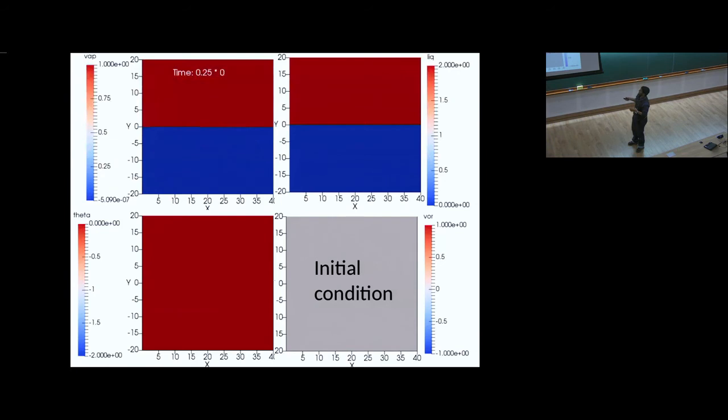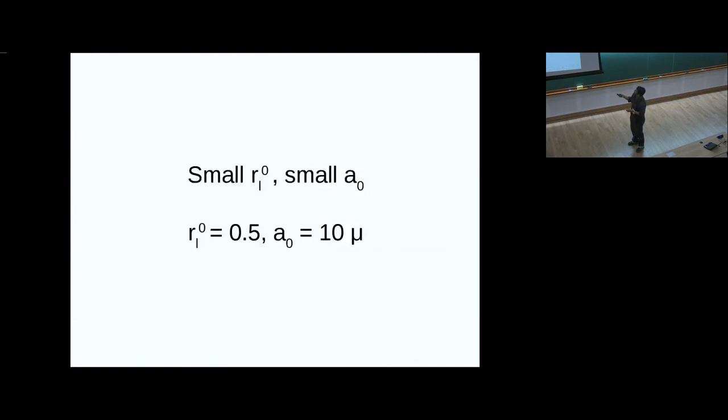Okay, so these are the simulations. These are 2D numerical simulations. The horizontal direction is periodic, the vertical direction is done using a compact finite difference scheme. So that's the initial condition: vapor, liquid, temperature, and this is vorticity. Initially, there's no vorticity. There's a small amount of liquid, and it's formed up of small sized water droplets. Okay?